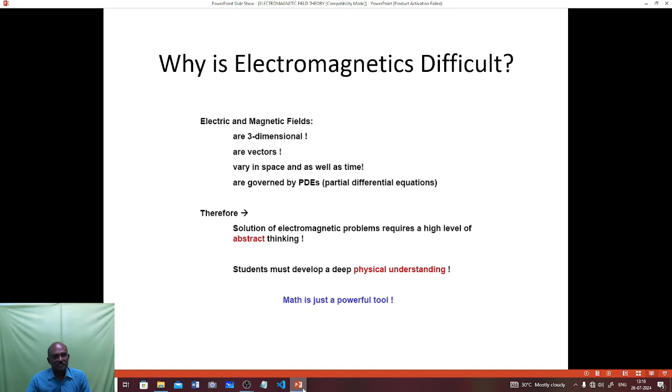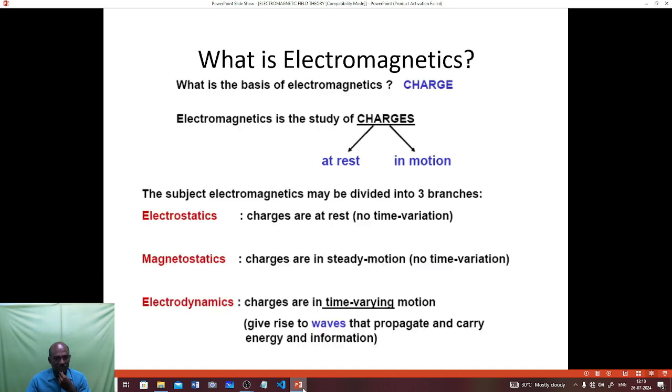As we discussed, the electromagnetic field is three-dimensional and governed by partial differential equations. So for analyzing these electromagnetic fields, we use the three-dimensional coordinate systems. Electrostatics: study of charges at rest. Magnetostatics: flowing charges creating magnetic fields, a study of charges in steady motion. Electrodynamics: charges in time varying motion. Practically, we have time varying motion of charges.